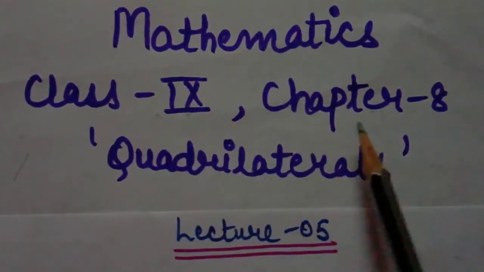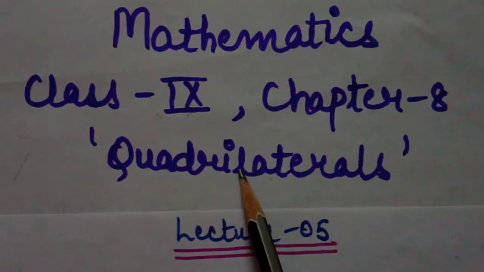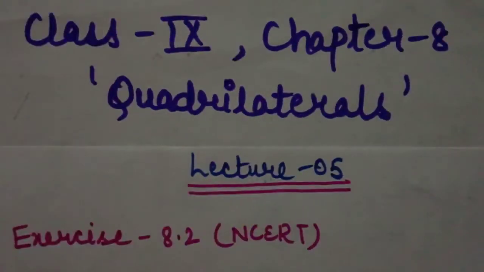This is class 9th, chapter 8, chapter name quadrilaterals, and this is lecture 5. In this lecture, we will discuss exercise 8.2 questions from your NCERT, and we will do some remaining questions of exercise 8.1 in your homework solution. So students, start with exercise 8.2 first question.